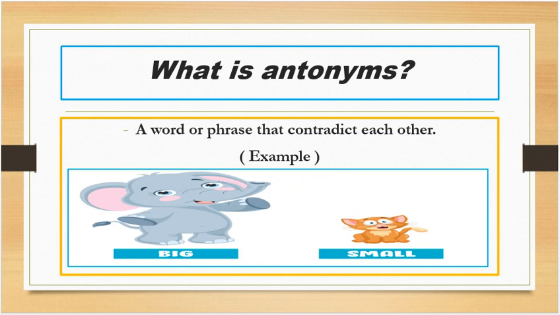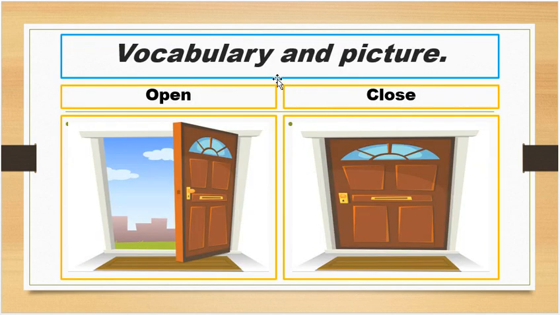So here, vocabulary and picture. Teacher, what is vocabulary? When we say vocabulary, of course, that is the words or phrase that you can read here. And what is picture, teacher? Of course, that is the images that you can see here. So if you look, we have the images here, so that is the picture.